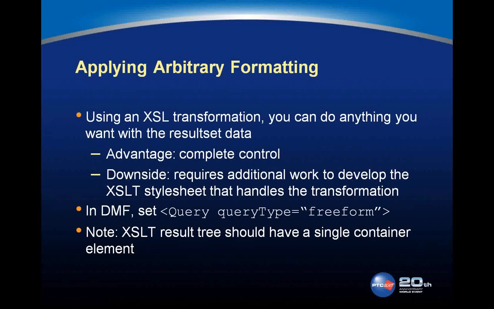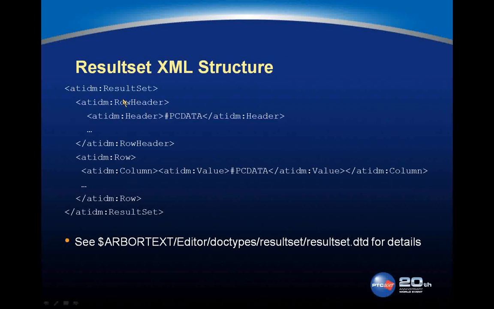In your DMF file for your query, if you wanted to do the XSL transformation, you'd set the query type to freeform. And one potential gotcha is that if you're doing it this way, your XSLT result tree, what your transformation spits out at the end, needs to have a single container element. If you try to spit out just a series of paragraphs with no wrapper element, for example, you're going to run into problems because it's not going to be a proper document, so it's not going to be able to do what it needs to do to insert it into your main document.